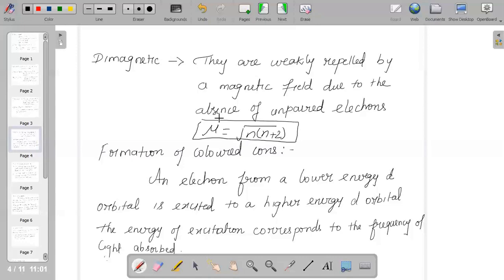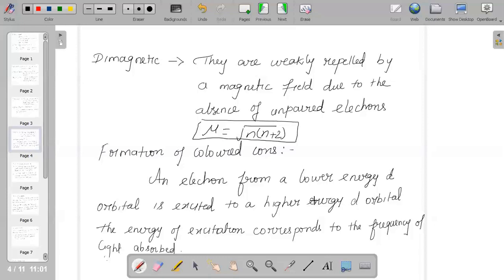And a very important question that is asked is the formation of colored ions. Why is there a formation of colored ions? We should understand that when an electron from a lower energy d orbital gets excited to a higher energy d orbital, the energy of excitation corresponds to the frequency of the light which is absorbed, and that frequency will generally lie in the visible region.